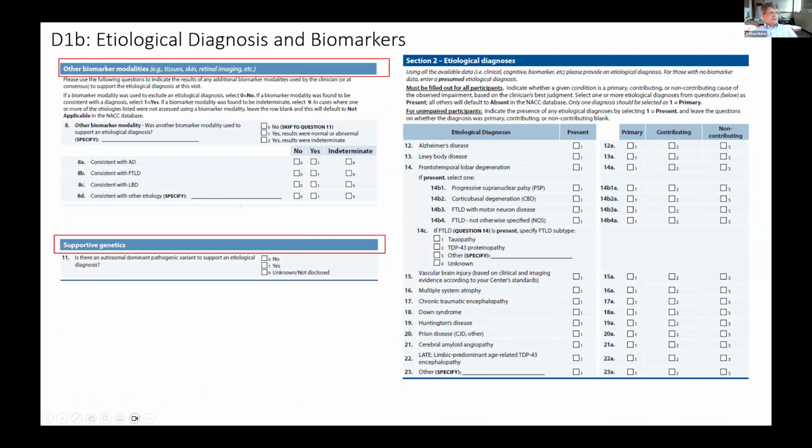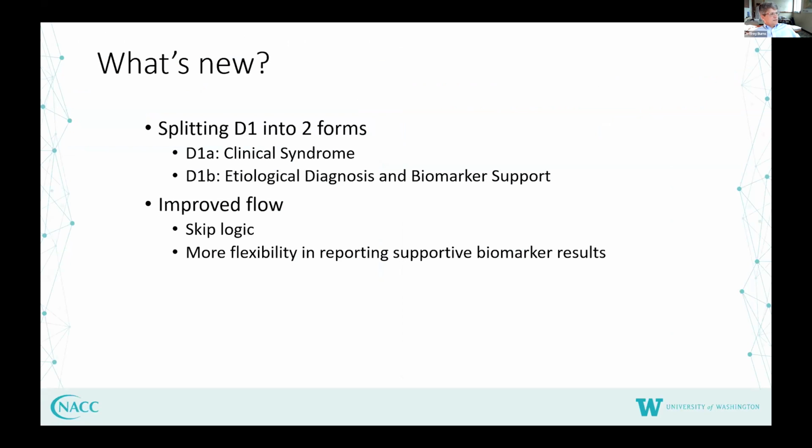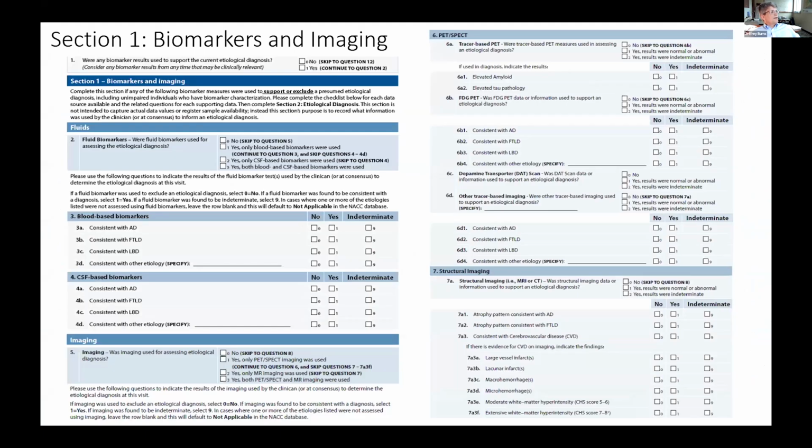And then moving into section 2, which should look pretty similar, but maybe reorganized and redesigned a little bit. But what's the etiological diagnosis, and is it present and primary contributing or non-contributing? So what's new? Again, we've split these forms up. We believe we've improved the flow. We've added skip logic. If you're in an electronic environment, I think this will move much more quickly and easily than the current form. And then we've tried to create some flexibility in how we report the supportive biomarker results and how we can keep up with changes in the biomarker field. So let's zoom in on this now.